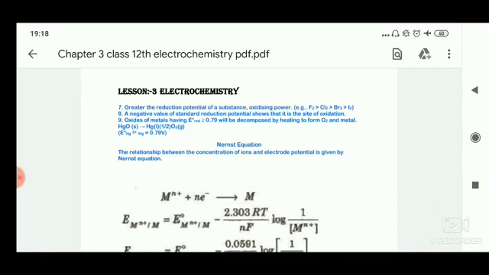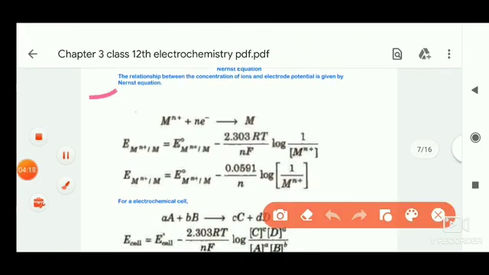What is the Nernst equation? The relationship between the concentration of ions and electrode potential is given by the Nernst equation. For example, M is the metal which transfers n number of electrons that is gained by the metal. M^n+ plus ne gives M. Here you can see, you can write E equals E naught M^n+/M minus 2.303 RT by nF log 1 by [M^n+].